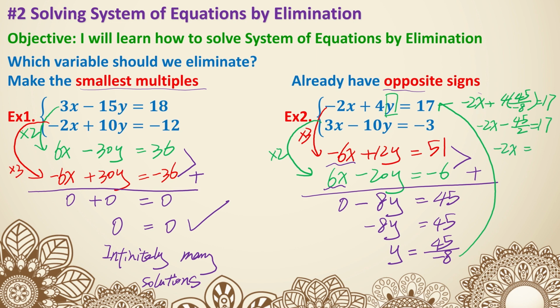Keep going. Negative 2x equals, I'm going to need to add to both sides, so it's 17 plus 45 over 2 on the right side. That is going to give us 79 over 2. Divide both sides by a negative 2. You can type it in your calculator for this. So x equals negative 79 over 4. So my final answer is going to be negative 79 over 4, comma, negative 45 over 8. The number seems odd, but we followed everything correctly, so we solved it right.